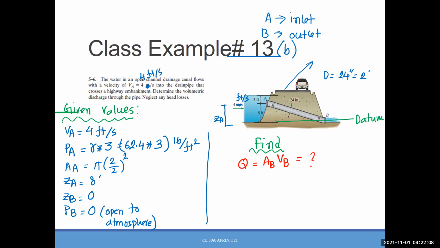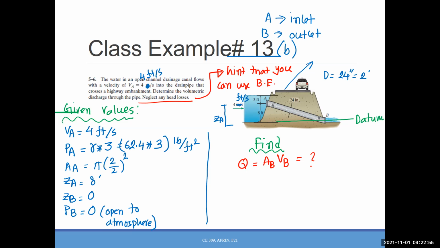We need to connect these knowns and unknowns by an equation, right? So which equation will be the best suited? Oh, one more thing. They said to neglect any head loss. That is a hint that you can use Bernoulli's equation, because there is no head loss. Okay, so I will write down that hint, that you can use Bernoulli's equation. If you are done with this slide, I will move to the next one and write down Bernoulli's equation between point A and point B.